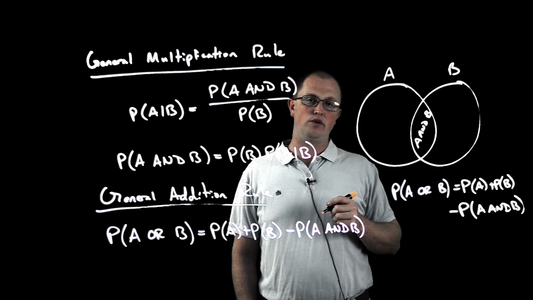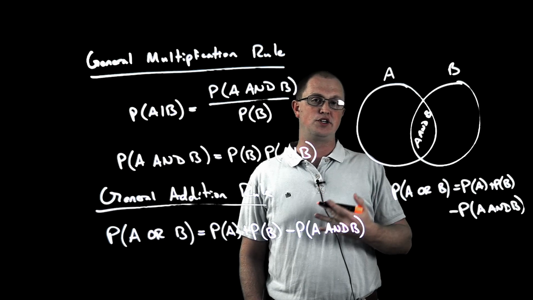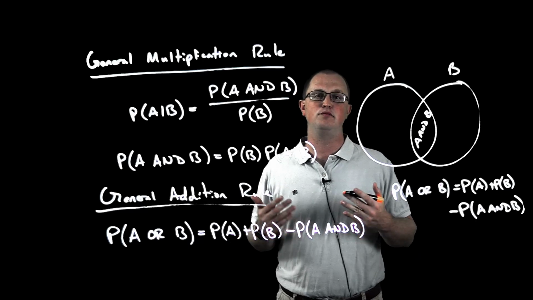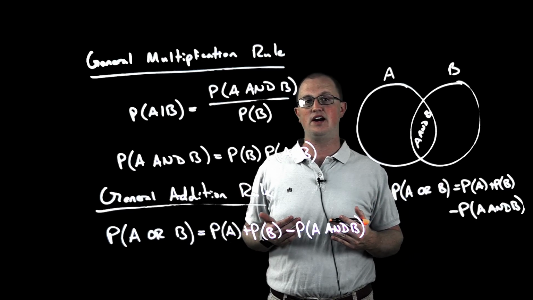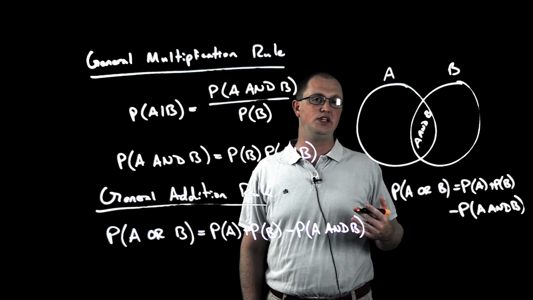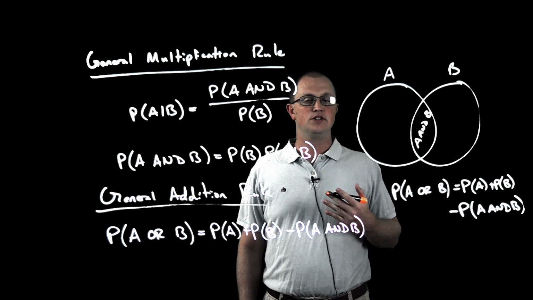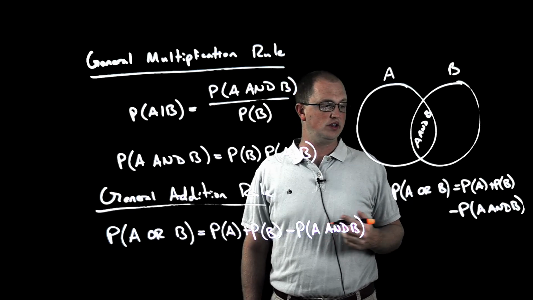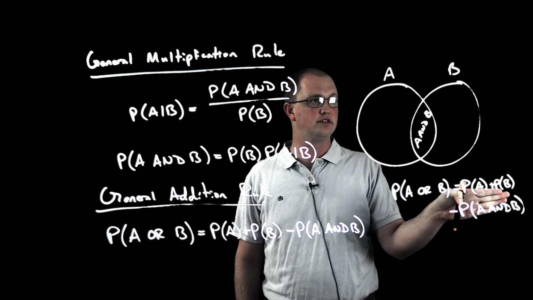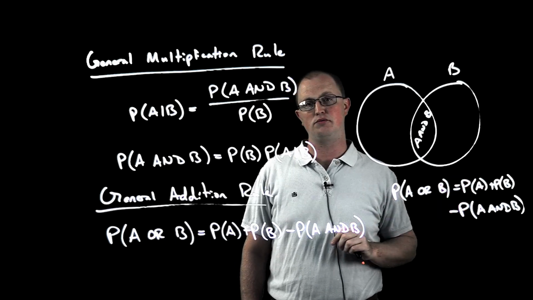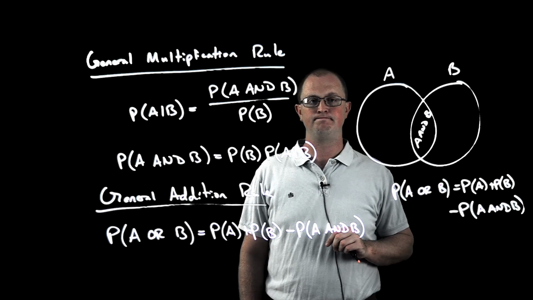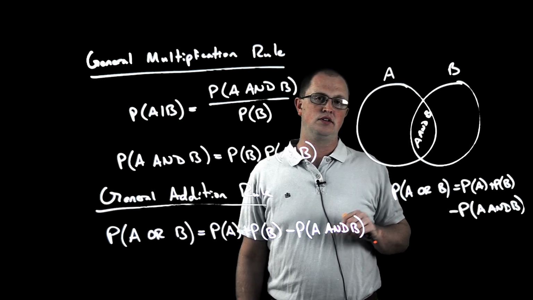And just like before, if we have the special case that we've talked about in the past, where we have mutually exclusive events, remember the idea of mutually exclusive events are events that have no outcomes in common. And that means that the probability of A and B is always 0. So if the probability of A and B is 0, then this subtraction term is just 0, and we're left with just the probability of A plus the probability of B, which was our original formula. So let's use these two formulas in an example.